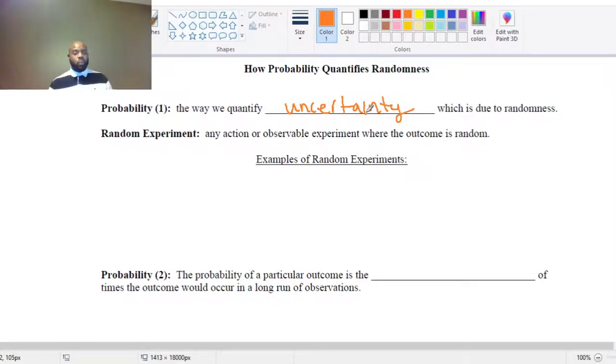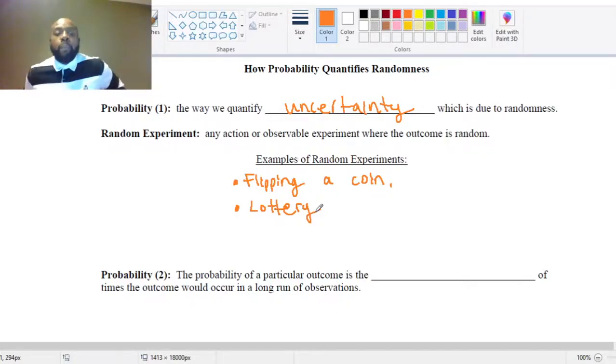Now, I know we're using the word experiment here, but something as simple as flipping a coin is an example of a random experiment. Before you actually flip that coin, you don't know whether that coin is going to land on heads or tails, right? And so that's considered a random experiment. Playing the lottery, before you select your numbers, you do not know what the actual numbers are going to be that are going to be selected from that lottery. And so that's another example of a random experiment.